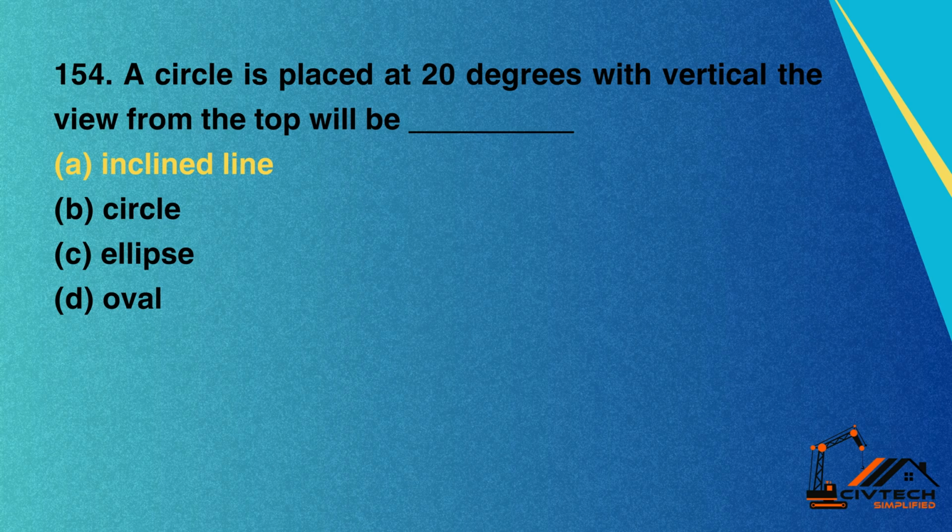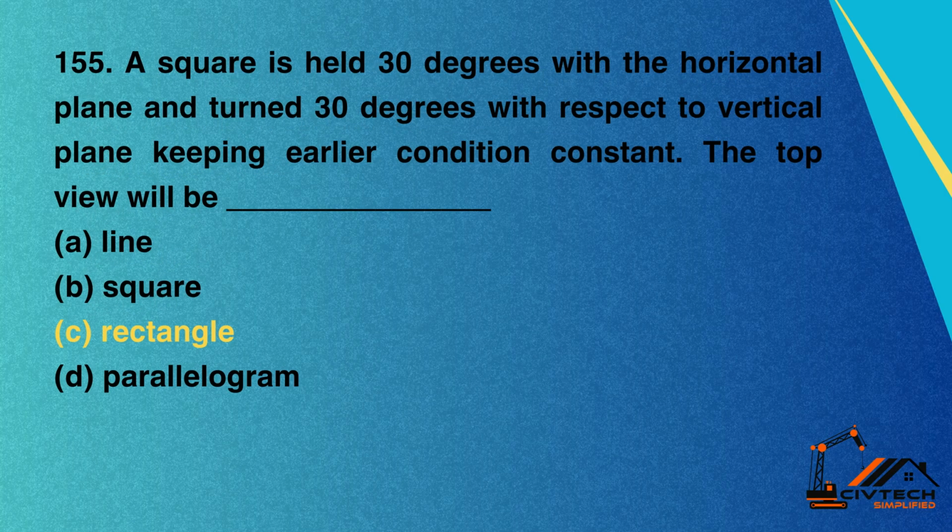154. A circle is placed at 20 degrees with vertical. The view from the top will be: A. Inclined line, B. Circle, C. Ellipse, D. Oval. Correct option, A. Inclined line.